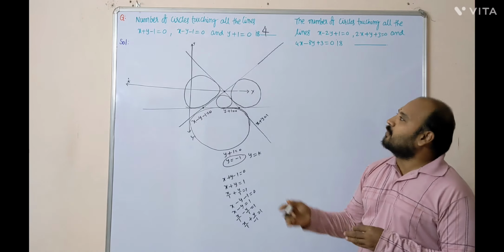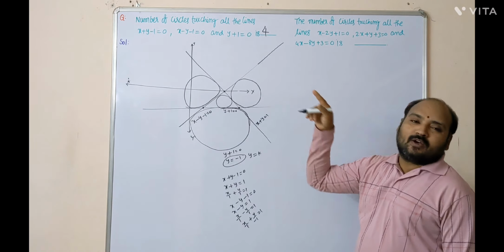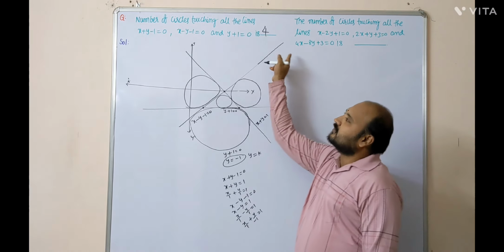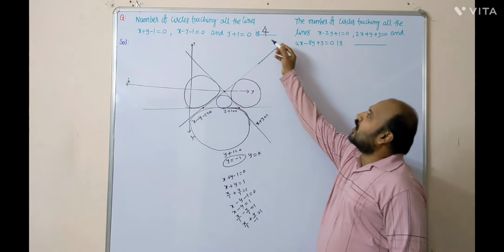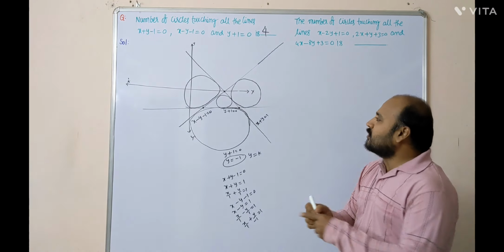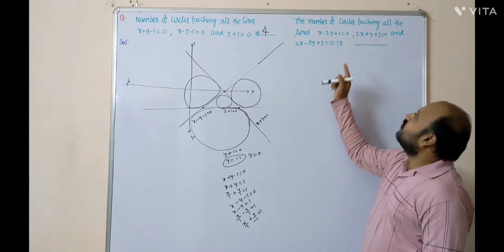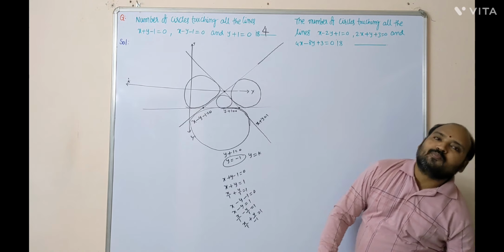The options are not there, so I think it is an integer type question. That means the answer is 4. A similar procedure you have to apply for this question also.